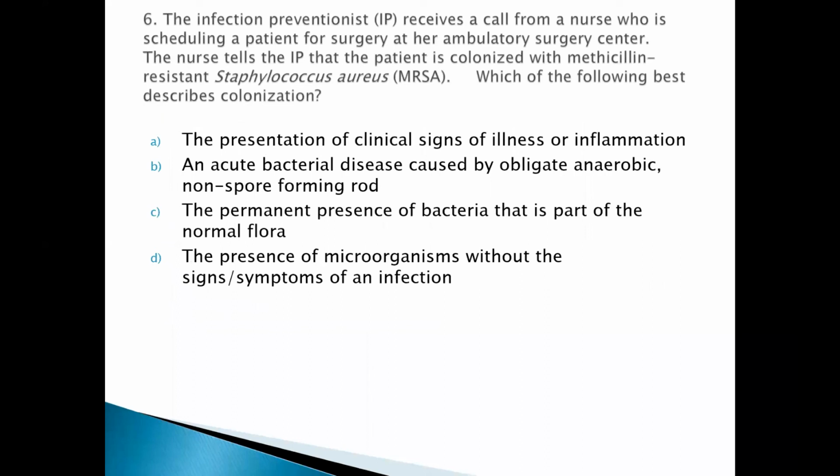Number 6, the infection preventionist receives a call from a nurse who is scheduling a patient for surgery at her ambulatory surgery center. The nurse tells the IP that the patient is colonized with methicillin-resistant Staphylococcus aureus. Which of the following best describes colonization? The presentation of clinical signs of illness or inflammation, an acute bacterial disease caused by obligate anaerobic non-spore-forming rod, the permanent presence of bacteria that is part of the normal flora, or lastly, the presence of microorganisms without the signs and symptoms of an infection.